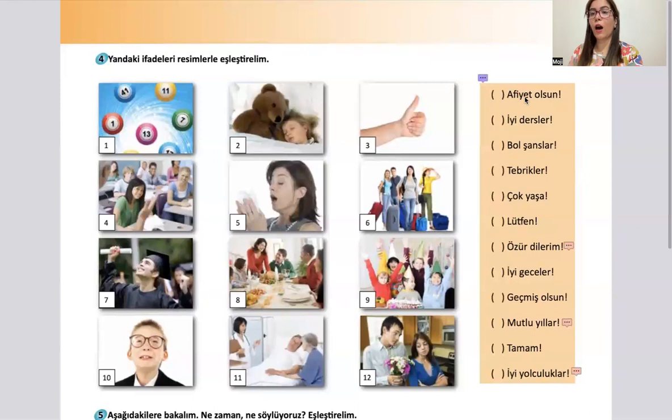The first expression is afiyet olsun. Afiyet olsun. You hear it a lot in restaurants. Turkish people have, like, it's kind of their culture, and I love it. When they see you at a table, having breakfast, lunch, dinner, they always say afiyet olsun, bon appetit. Bon appetit. We say sizde. Afiyet olsun, bon appetit. İyi dersler. When you are going to your classroom, in the morning when children go to school, the parents say iyi dersler, have nice lessons, or have a nice lesson.